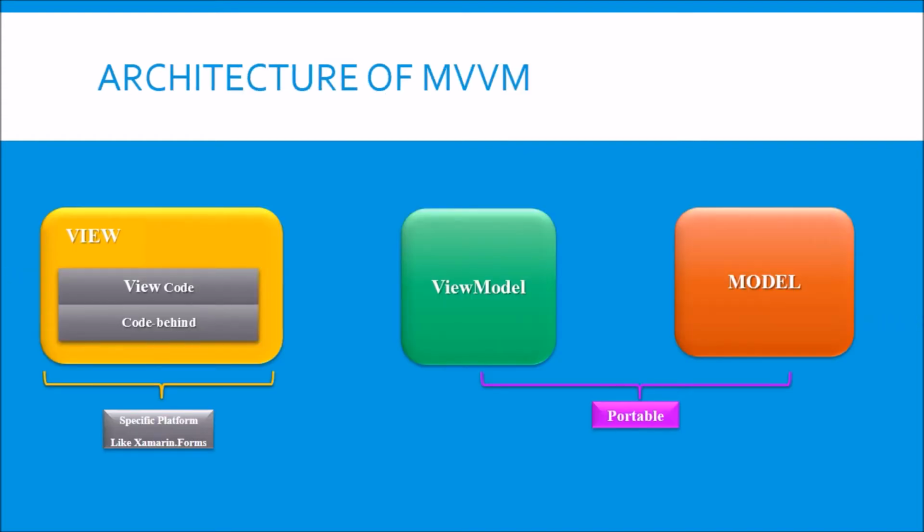Now, we will present the architecture of MVVM. Let's start with the view. The view in our case is the way of presenting the information. It means the answer to the question of how we will display it. The view is a user interface. It can be platform specific, like an activity in Android or a view controller in iOS, or a XAML view in Xamarin Forms. We don't have any business logic in the view.